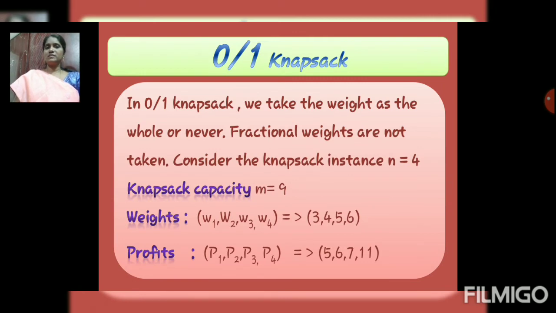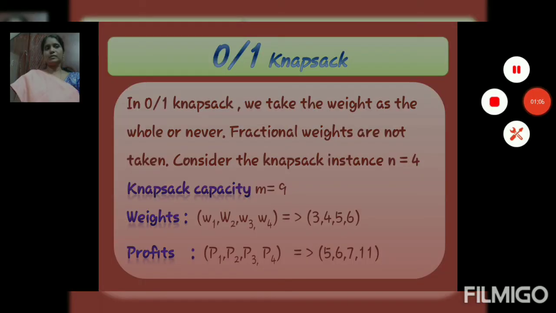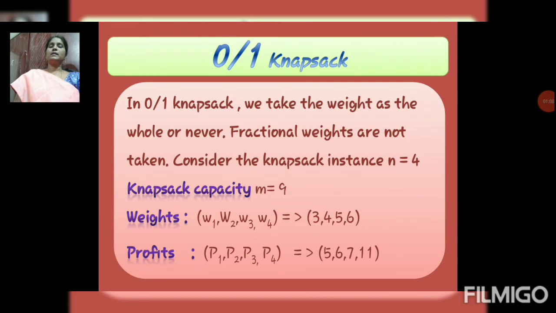Now we first see 0 or 1 knapsack. So we finally understood what the knapsack problem is, and 0 or 1 knapsack is just that we take the item or we ignore the item. We cannot take fractions of weights. In this given example, there are 4 items and the sack's capacity is 9. The weights W1, W2, W3, W4 are 3, 4, 5, 6 and the profits are 5, 6, 7 and 11.